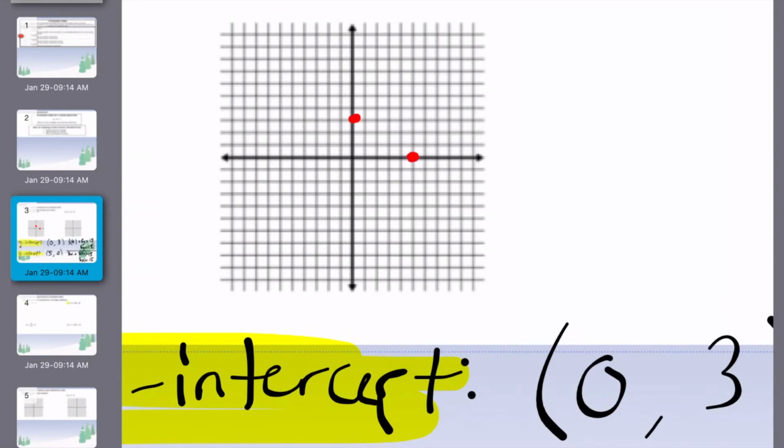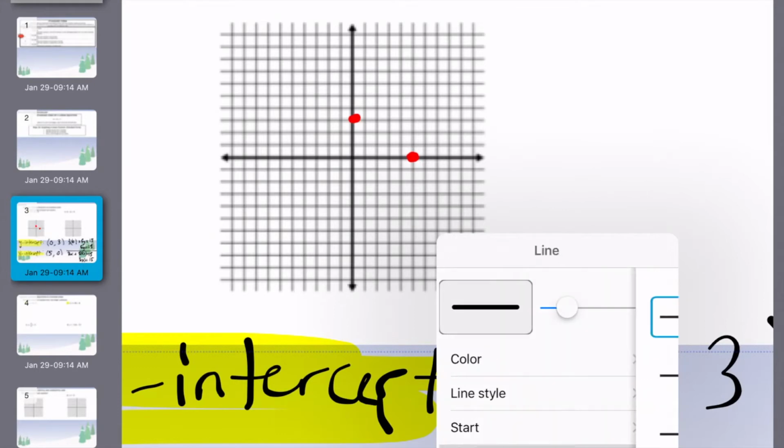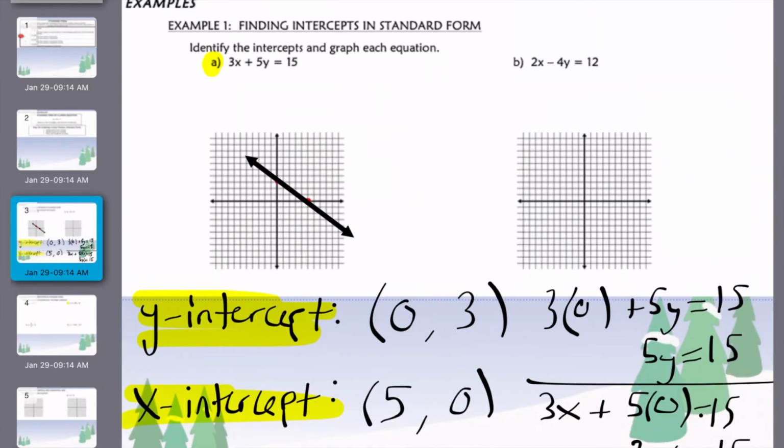And now all I have to do is connect these 2 points. Let me just make my start and end lines like that. Perfect. Connect those 2 as best as possible. And we go from there. And that's how we go about taking an equation written in standard form for a linear equation, find our y and x intercepts, and then go ahead and plot those. Let's try some other examples.